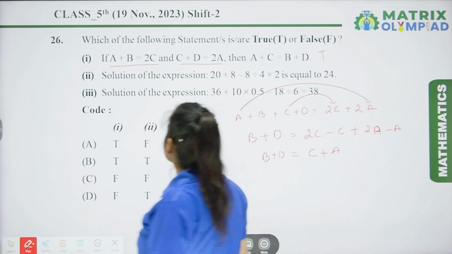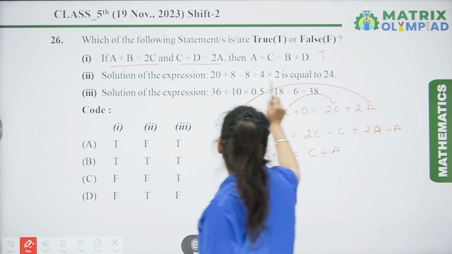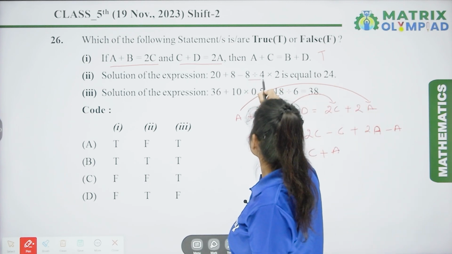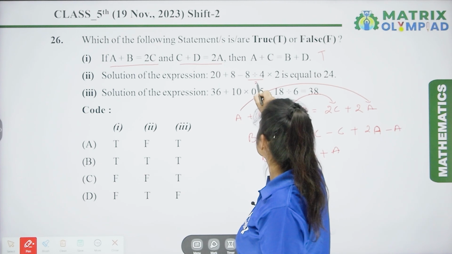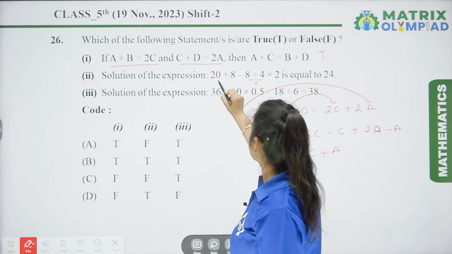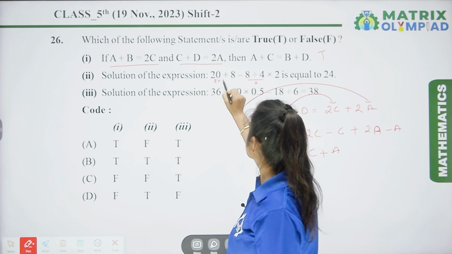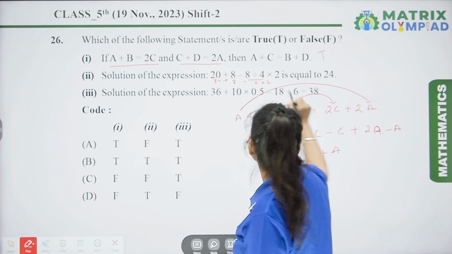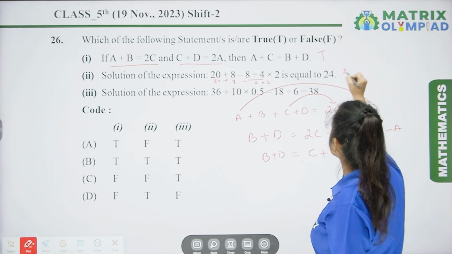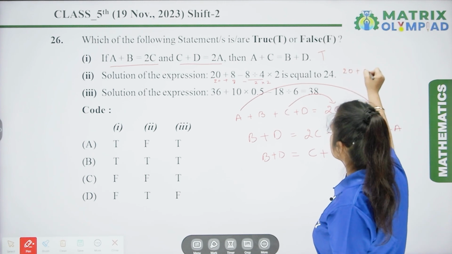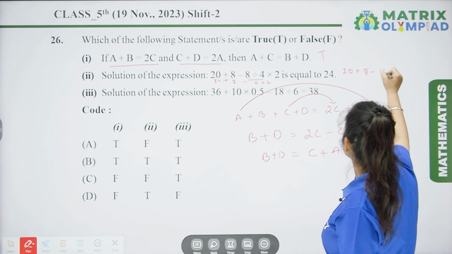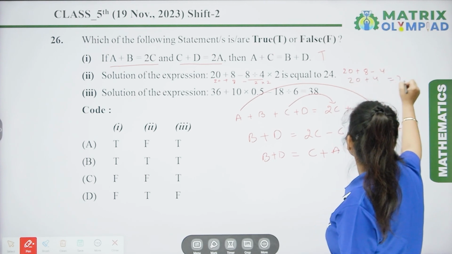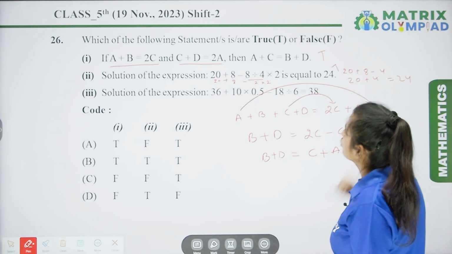Now let's find out the next one. Solution of expression, this is equal to 24. So let's divide this. 8 divided by 4 is 2. So 20 plus 8 minus 2 multiplied by 2. So here we get 20 plus 8 minus 4. 20 plus 4 equal to 24. So this statement is also true.